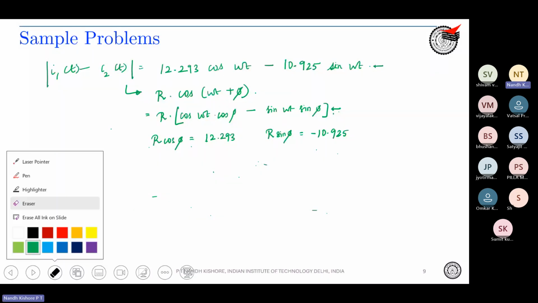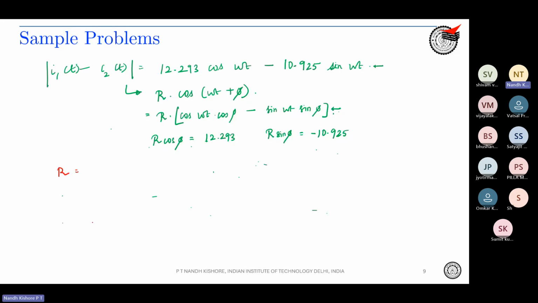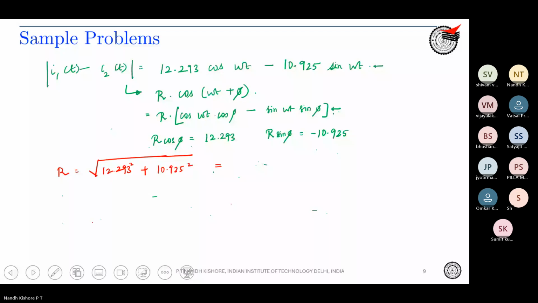So in order to find out the magnitude, what do we do? My magnitude will be directly the square root of 12.293 square plus 10.925 square. Okay, so how much do we get? I'm getting around 16.45. This is my magnitude.